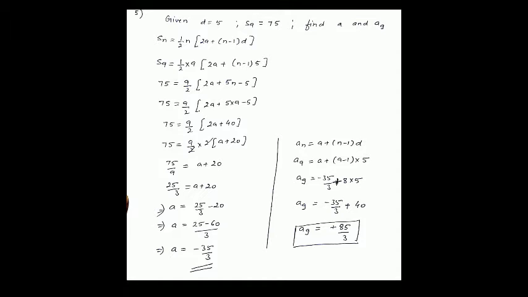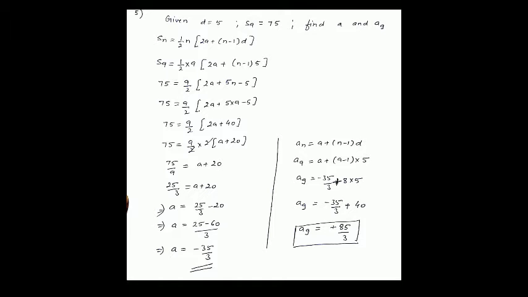So first of all we will write down the formula. Sn is equal to 1 by 2 n, 2a plus (n minus 1) into d. In place of n we will put 9, so S9 is equal to 1 by 2 into 9, and in the bracket we will put 2a and (n minus 1) into 5. Yes, you can put n directly as 9.